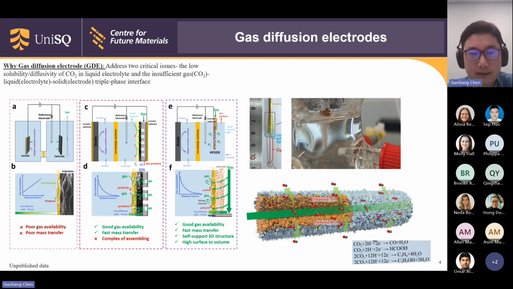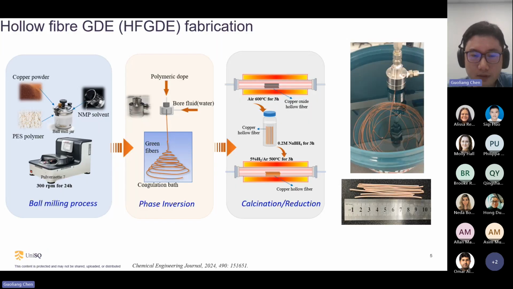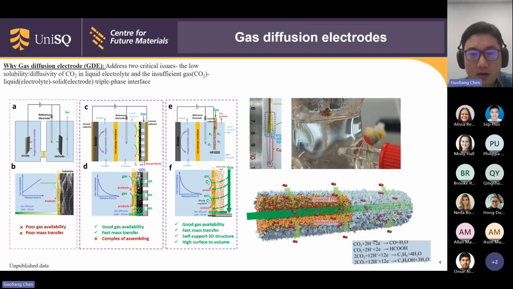But if we use a gas diffusion electrode, we push the gas through a gas diffusion layer and directly let the CO2 gas arrive at the active catalyst site. So the gas only transports in the gas phase, which is very fast. The distance is significantly shortened to 15 nanometers, from micrometers to nanometers. For our research, the conventional planar GDE includes a lot of pieces to assemble. But for our research, we use a tubular hollow fiber gas diffusion electrode.